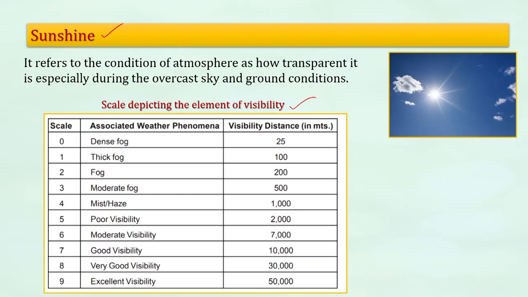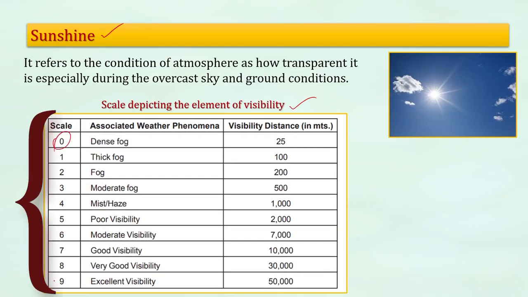Visibility is based on sunlight, whether you are in the ocean or standing on top of your house: how many kilometers you can see if there is no physical barrier. Based on that, the visibility can be measured. So, based on a scale of visibility, there is a scale ranging from 0 to 9.